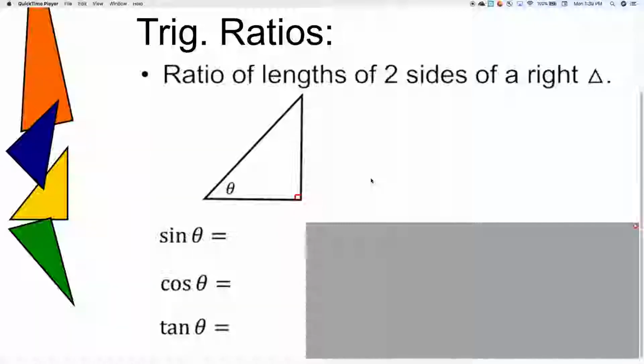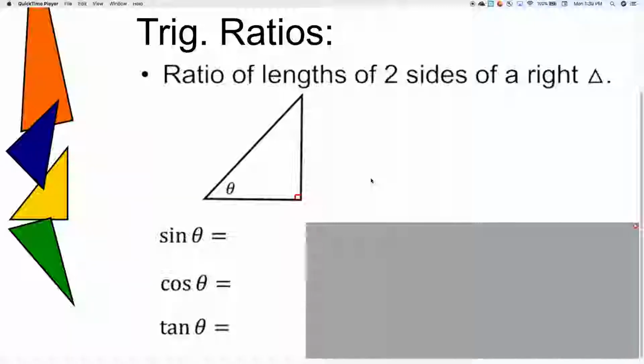Now, you may remember we talked about this at the end of the period after our matrix quiz. We talked a little bit about special right triangles, and I used phrases like legs and hypotenuse. In a 30, 60, 90 triangle, you have a short leg, a long leg, and a hypotenuse. In a 45, 45, 90, the two legs are the same.